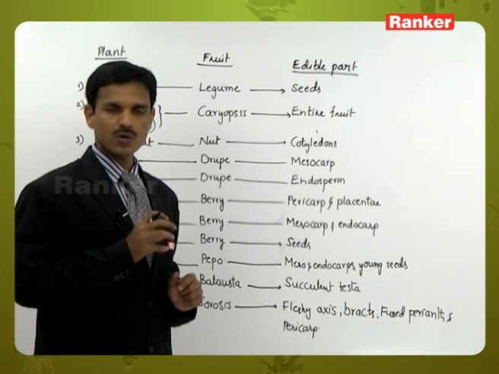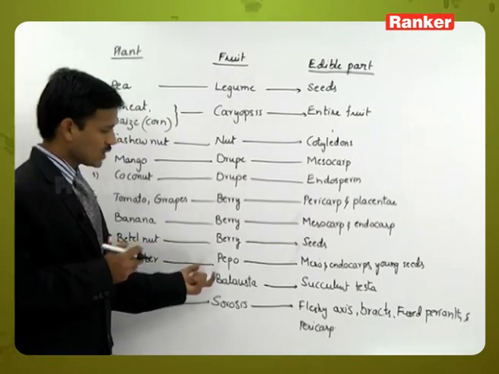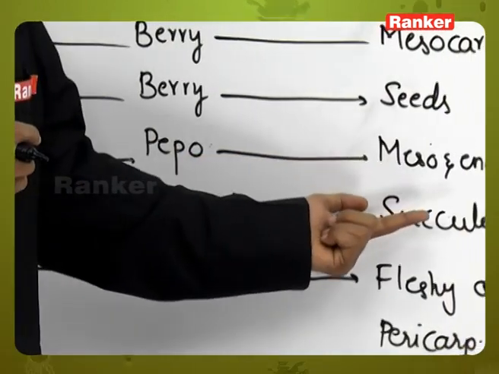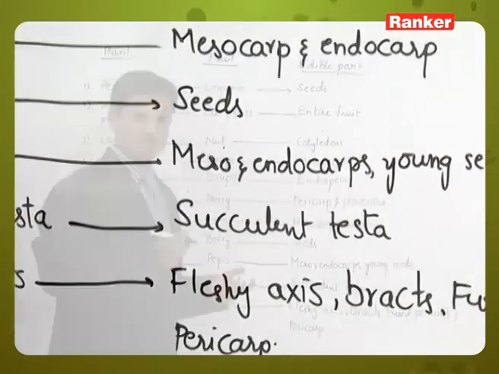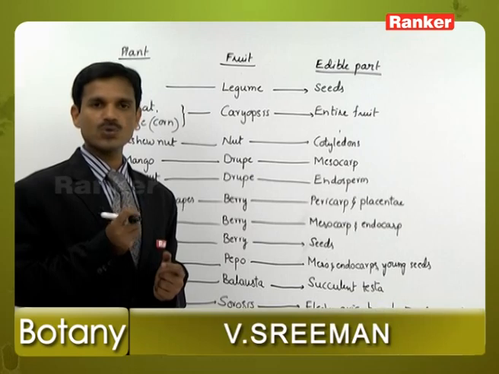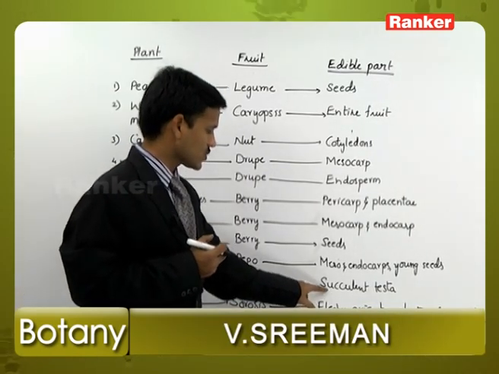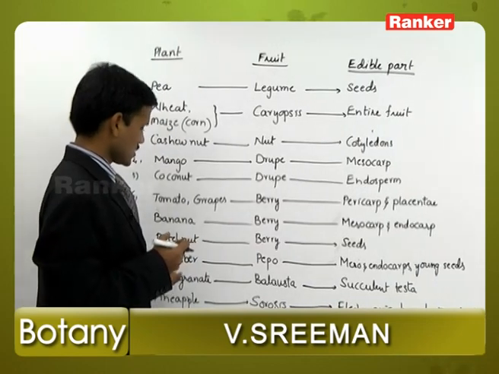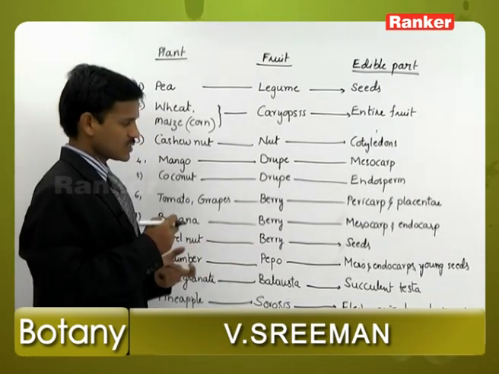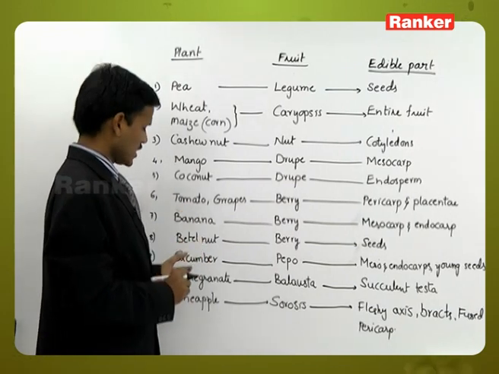Here the testa is the outer layer of the seed, but in the pomegranate, the outer layer of the seed is storing the juice. In the pomegranate, the seed coat is storing the juice. The succulent testa is storing juice. So that is the succulent part. The succulent part around the seed, the succulent testa, is edible.